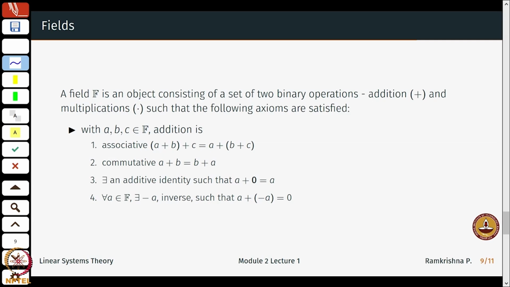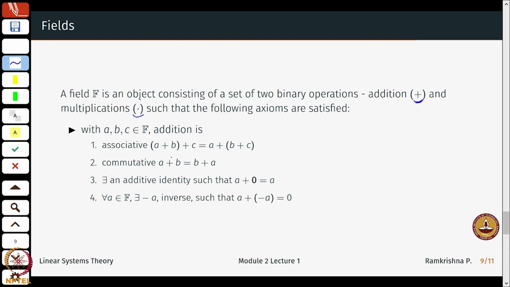A field is an object consisting of two binary operations. One is associated to an addition, and the second one you can associate to a multiplication, which just follows some axioms. And again, these axioms are nothing surprising. We would know this in one form or the other, but it's nice to write them down mathematically.